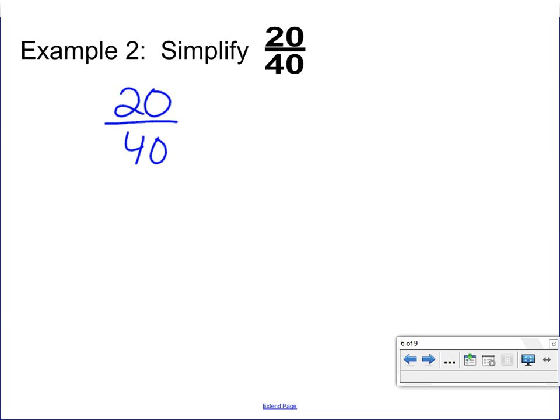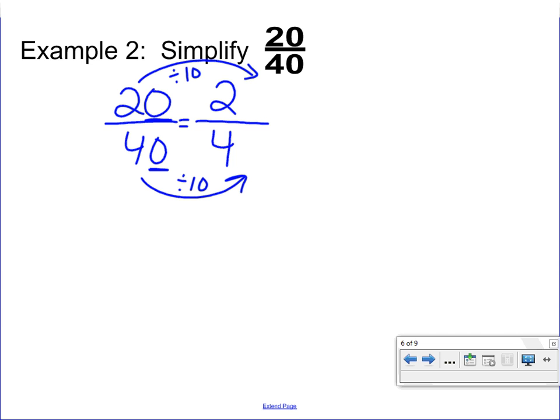20/40. Okay. Now, again, I can find the greatest common factor. But at this time, I'm just going to sort of work myself through it. I'm looking at this and I'm going to say, you know what? I noticed something about these two numbers and the divisibility rules that we have. These both end in zeros, and I know from my divisibility rules that I can always divide by 10 if numbers end in 0. So 20 divided by 10 is 2, and 40 divided by 10 is 4.